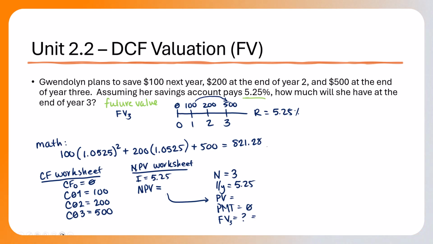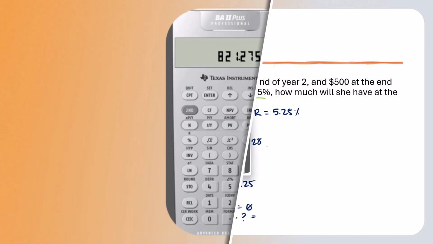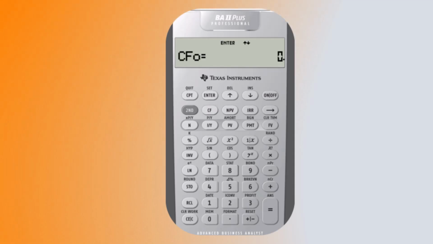Let's see if we arrive at the same answer with our cash flow worksheet. We'll go ahead and go into the worksheet, clear it out. By default, time 0 is 0. The time 1 cash flow is 100. The time 2 cash flow is 200. The time 3 cash flow is 500. Notice I skipped over the F01, the F02 because the frequencies, these cash flows don't repeat.